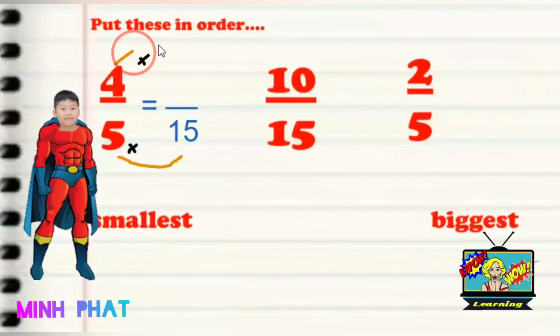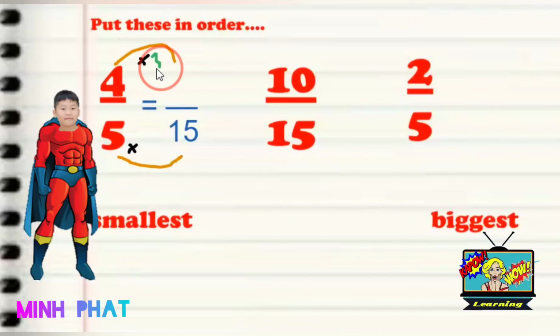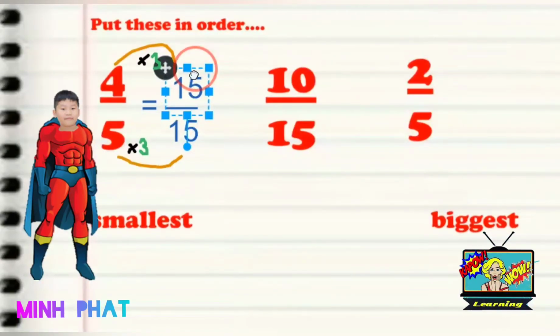This is where we need to be careful. If you're not careful, you're going to make mistakes. So we're going to times it by 3. We do the same to both. So what's 4 times 3? 4 times 3 is 12. Excellent. So we put in 12 there. So now 4/5 is equal to 12/15. What do we need to do with the next one?